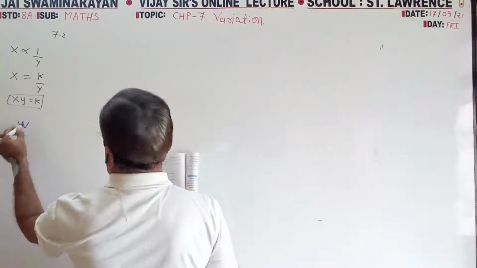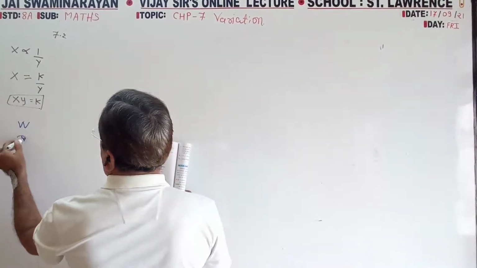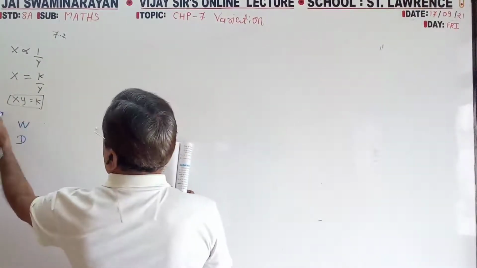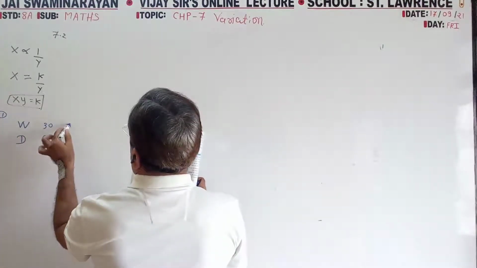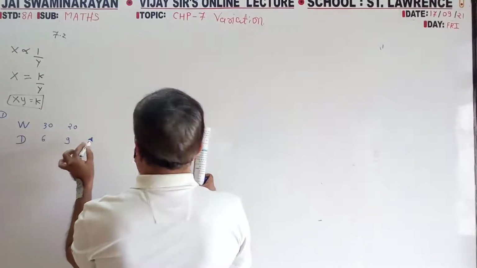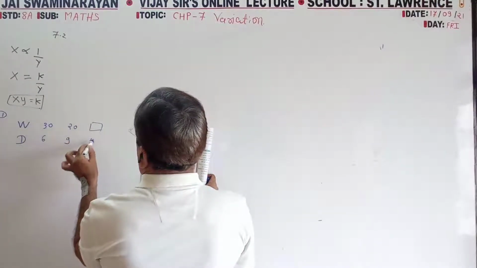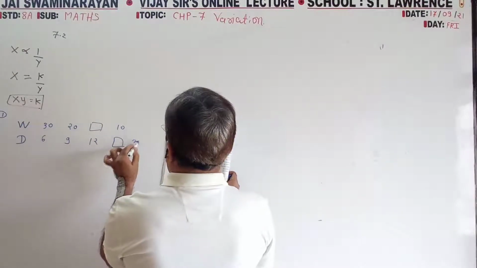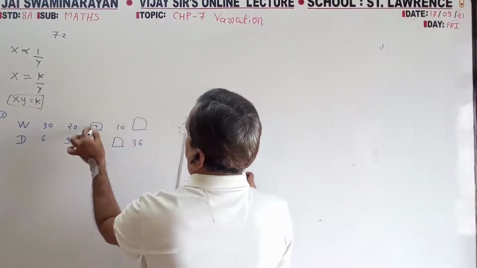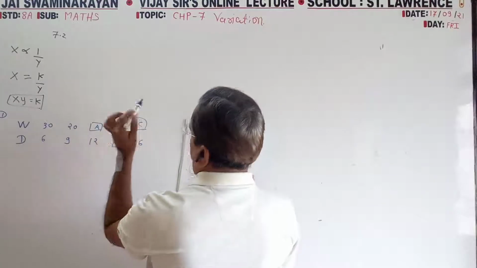Number of workers is W. Number of days is D. This is the first question. 30 and 6. 20 and 9. This and 12. 10 and question. 36 and question. This question is A, this question is B, this question is C.